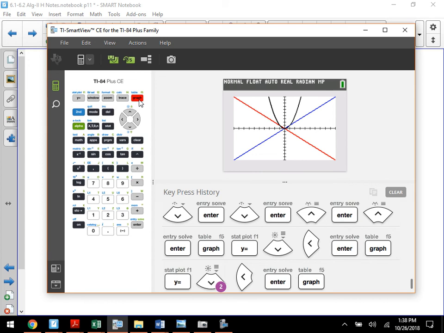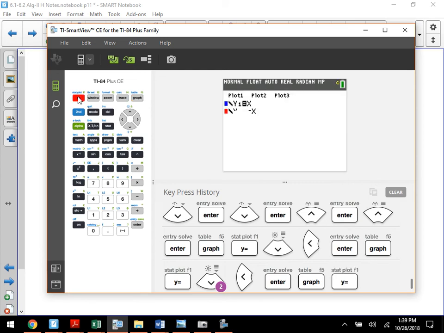Reset. Something's screwy in a table somewhere. Anyway, so the parabola, positive x squared, your tails were up, up. You don't even have to put this in the calculator to know what the tails of the negative are doing. Start, stop, select.